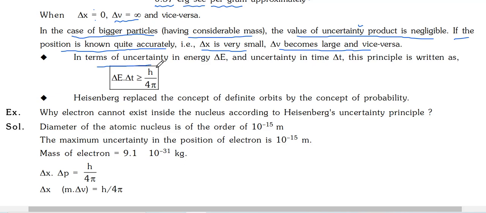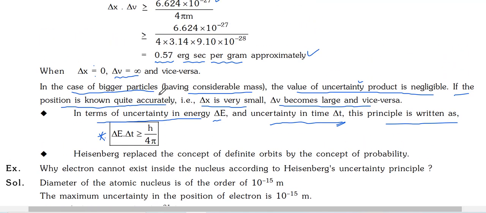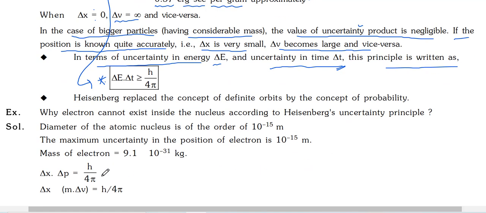In terms of uncertainty in energy, delta E, and uncertainty in time, delta t, this principle is written similarly. So delta E and delta t is greater than or equal to h by 4 pi. Two formulas are there. Majorly we will use the first formula, position and momentum. From that they derived another formula, delta E and delta t, also similar.